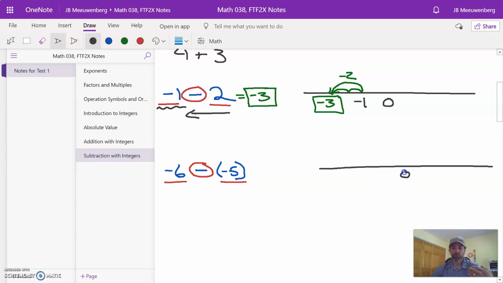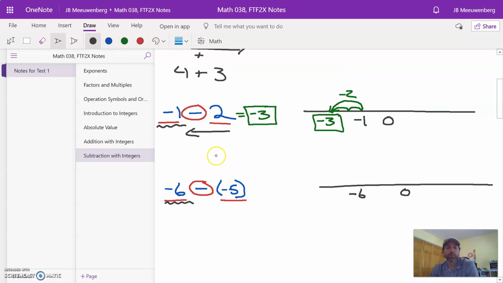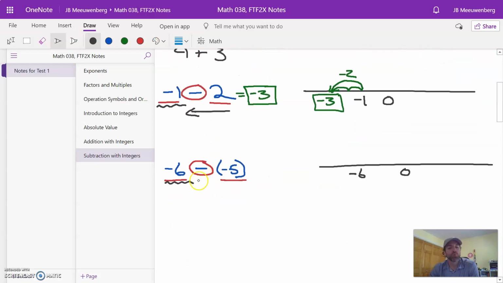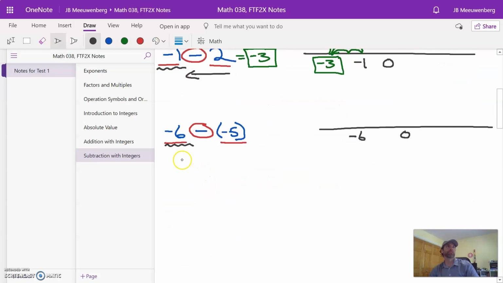I got my 0. Here's my starting point, negative 6. So I'll put that on the number line. But then this is kind of like what we saw 2 problems ago. We're subtracting a negative. So we're subtracting the opposite of 5. So we're not going to go to the left. We're actually going to go to the right. We're going to be adding here. This is the same thing as negative 6 plus 5.